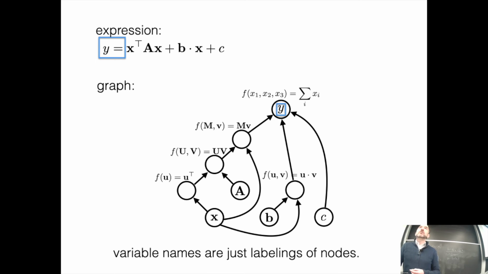Also, another thing to note is that within a neural network computation graph, variable names are just labelings of nodes. So if you're using a computation graph like this, you might only be declaring one variable here, but actually there's a whole bunch of stuff going on behind the scenes, and all of that will take memory and computation time. So it's important to be aware of that if you want to make your implementations more efficient.